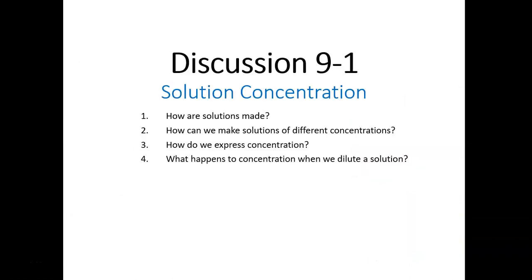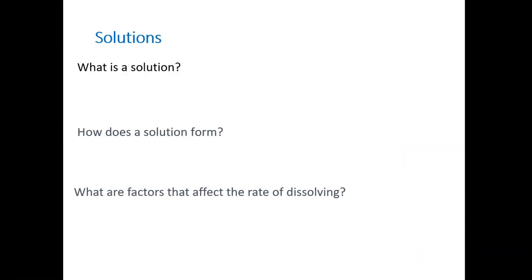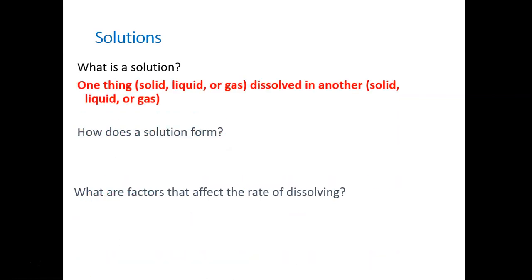All right, so we're going to talk about how we make solutions, how we dilute solutions, and how we express concentration in this discussion. All right, so what is a solution? A solution is, as simply as I can put it, just one thing dissolved in another. The most common thing you'll see again is a solid dissolved in a liquid, but really both the solute and the solvent could be any state of matter. A solution forms when the solute is dissolved in the solvent, for example, if an ionic salt dissolves in water.